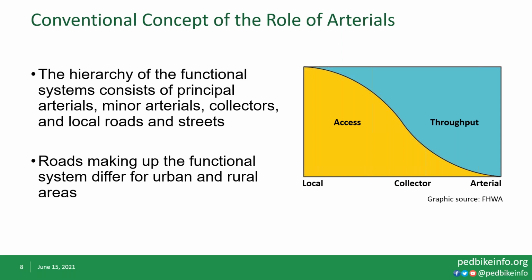They differ for urban and rural areas, but the fundamental point is that we often think of arterials in the sense that they have a throughput function, but we often need to prioritize the access functionality a lot more, because obviously that's where, as I've said, the destinations, the jobs, the transit, and the schools are located in many communities.